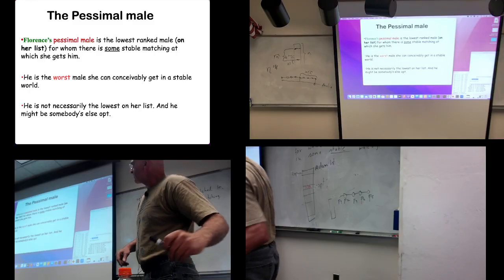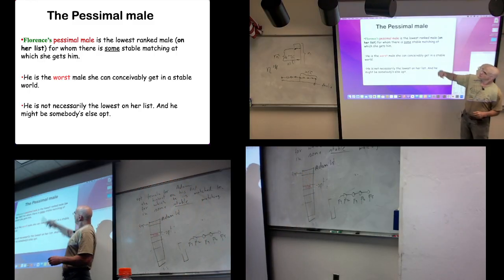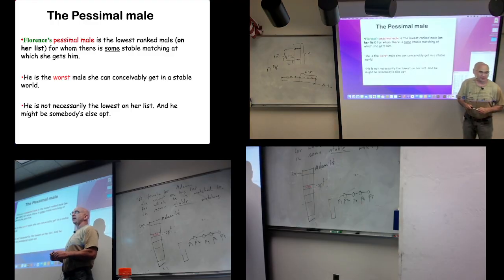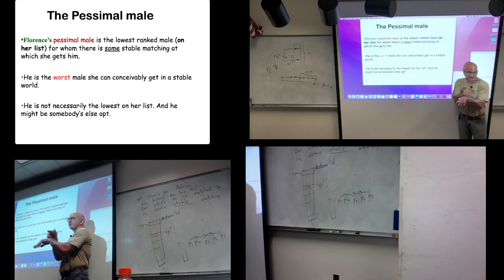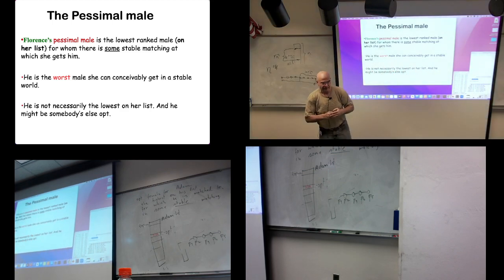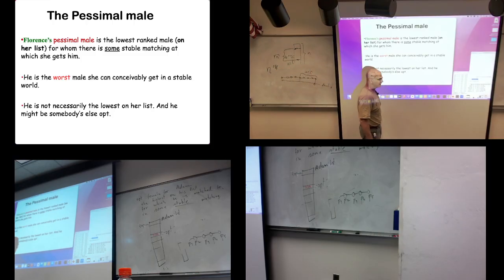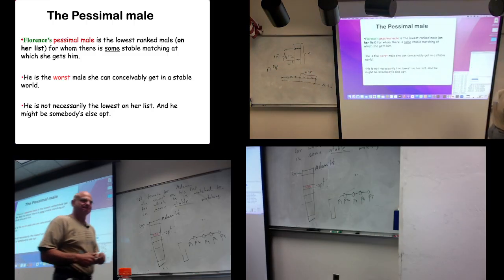I can ask, who is the optimal male for Florence? And to find who is the optimal male for Florence, it's very easy. I'll switch the roles of the males and females in the TMA and run it, and I'll find who is the optimal male. But now I'm asking a different question. Out of all the possible stable matchings, who is the worst male that she's getting?